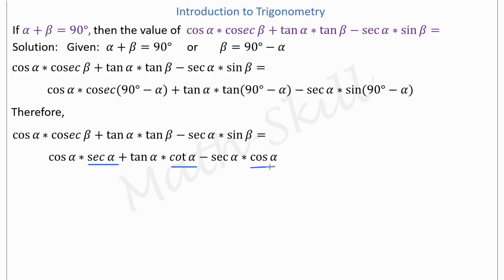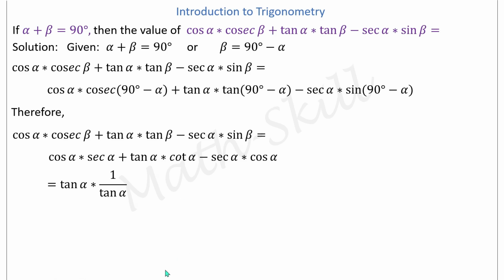Now we have the 2 terms. The first term is cos alpha multiplied by secant alpha. The last term is secant alpha multiplied by cos alpha. So both the terms are one and the same, but with opposite sign. Let's cancel these 2 terms. We would be left with only the middle term, that is tan alpha multiplied by cot alpha.